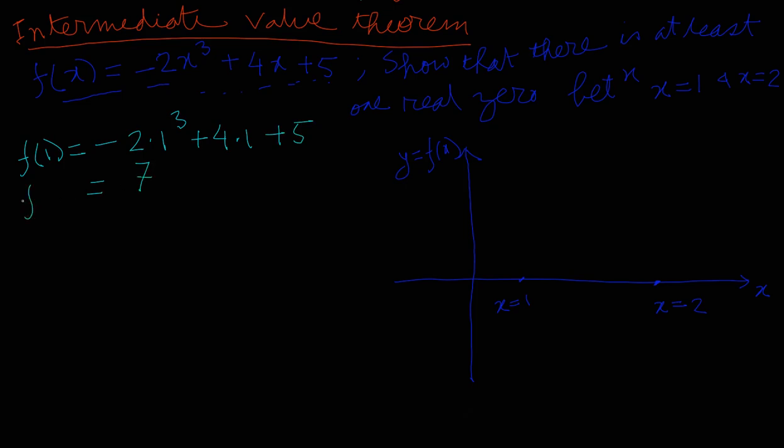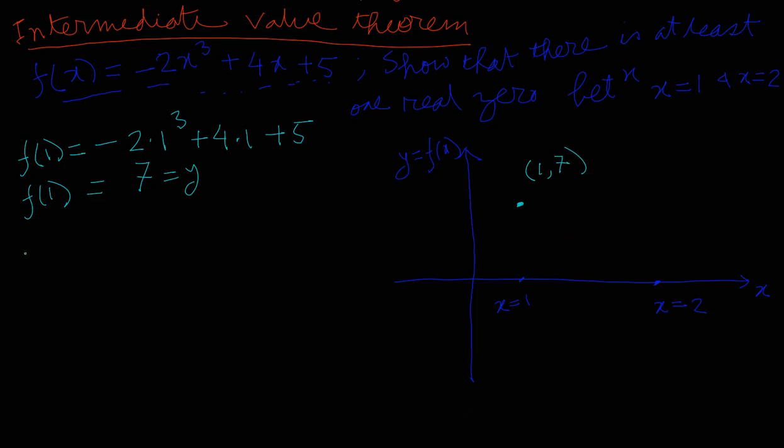Okay, this is my function of 1, which is actually equal to y. So for x equal to 1 I get y equal to 7. So this is my x equal to 1, y equal to 7.